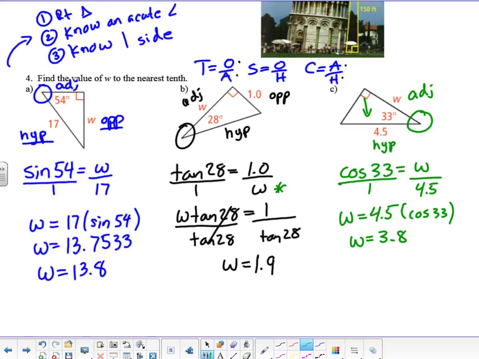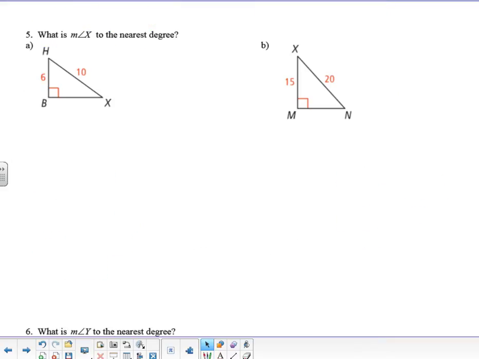Okay, A and C was just kind of one step and then plug it in and chug it out there. Okay, now a little bit of a different scenario here. Now we're trying to find the angle. Okay, so what's the setup here? Okay, let's recognize the setup. What do we got going on?